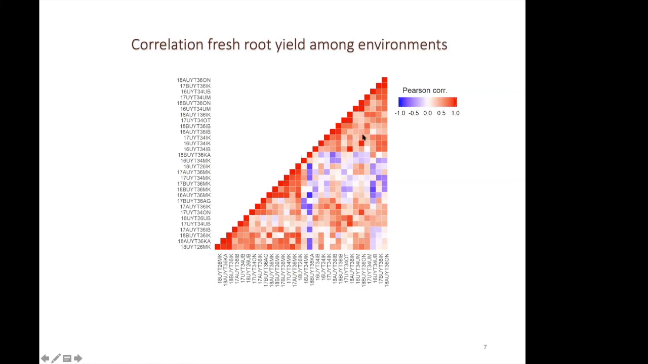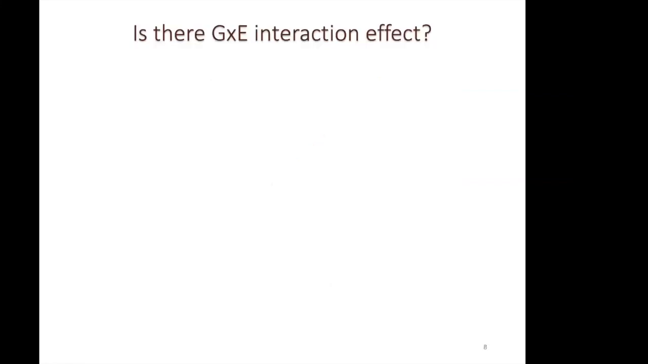There are some with positive correlation that is very low, meaning that there is likely to be G by E in those environments. We still have some environments that are very contrasting in the sense that the correlation is perfect and negative, which suggests there is likely to be high G by E. So that is a visual approach of assessing the presence of G by E.